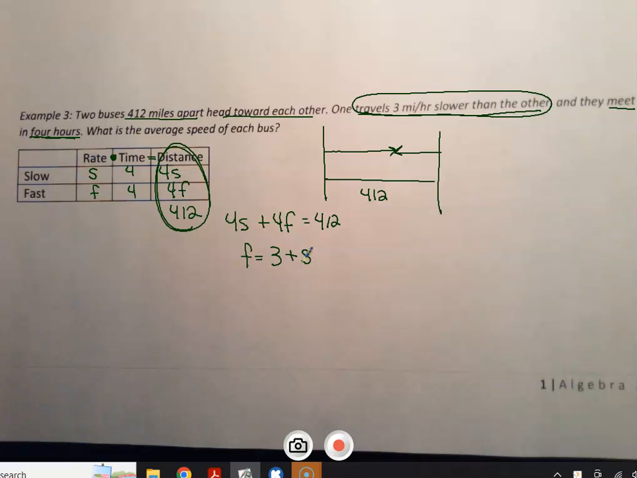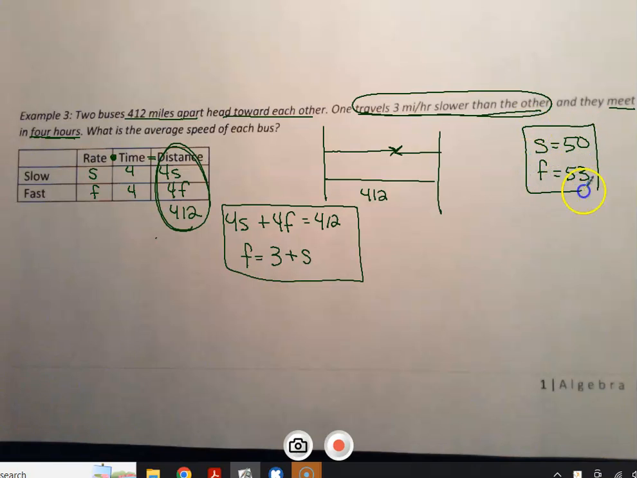All right, so in this case, it's a perfect setup for substitution for you to solve. These are your 2 equations of the system. I'm going to set up the system and you can solve. When you solve, you're going to get S equals 50, and you should get F equals 53. Those should be your solutions. All right, and then we're going to move on to the next one. So I want you to go back and solve that when you have time after we're done. So flip over to the back.